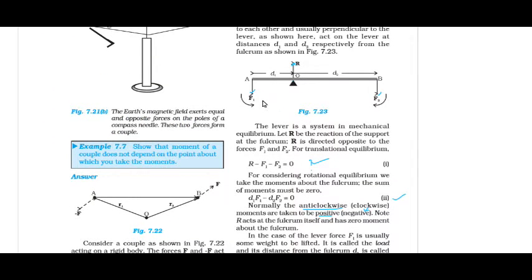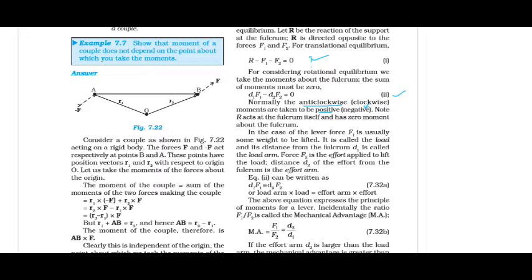So f1 d1, this is anti-clockwise, and f2 d2, this is clockwise. So clockwise are negative, anti-clockwise are positive. So we can write d1 f1 minus d2 f2.